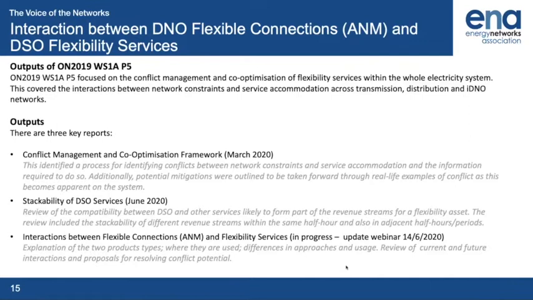There are three key outputs of this particular report. One of them was looking at the conflict management and co-optimization. This is where we look at techniques for how we can identify how conflict might be occurring on the system, and then how we might manage those potential conflicts. So what kind of information needs to be shared, which mitigation techniques can be used to avoid or minimize that level of conflict, and how we can take that forward into implementation across DSO and ESOs.